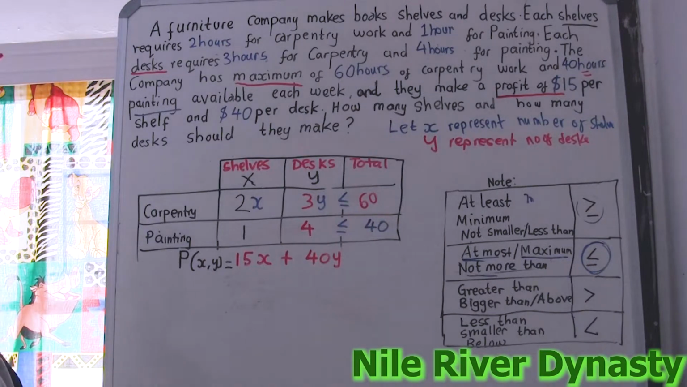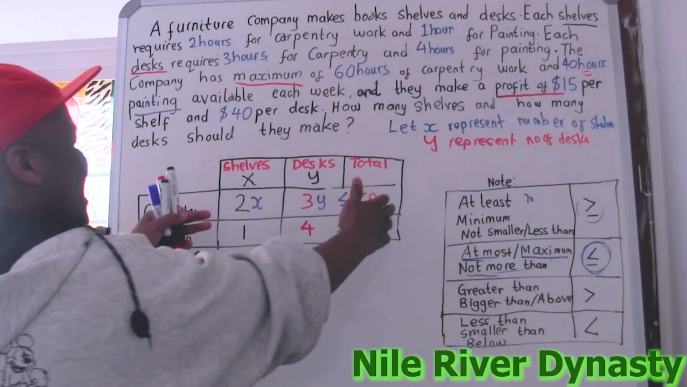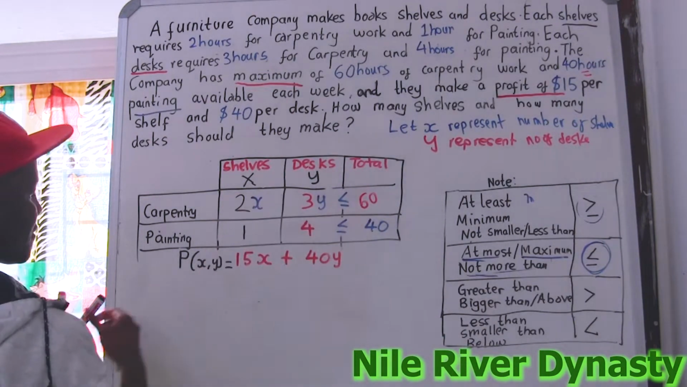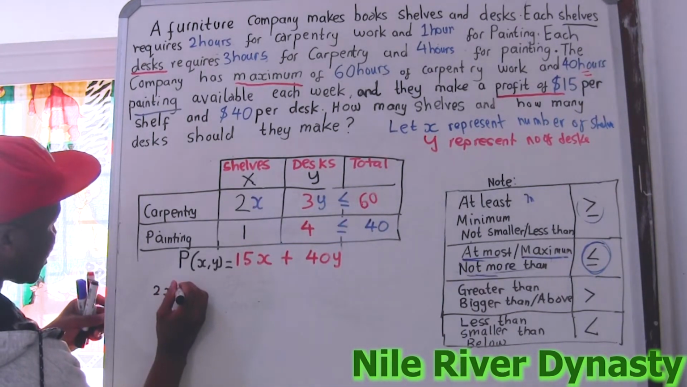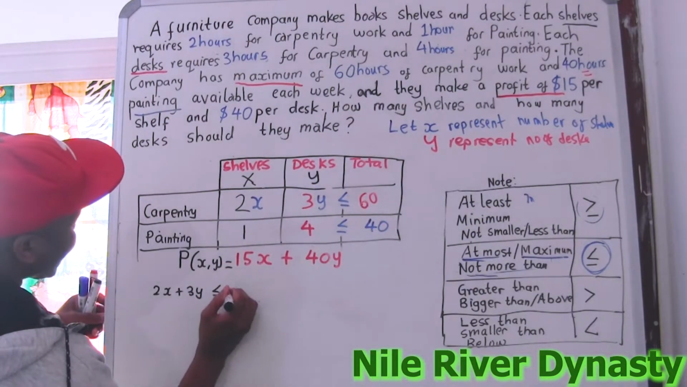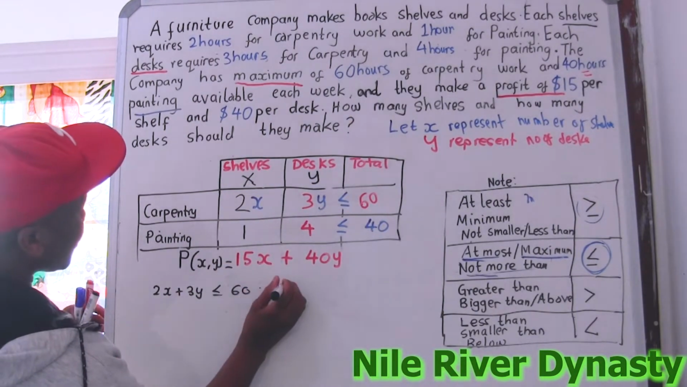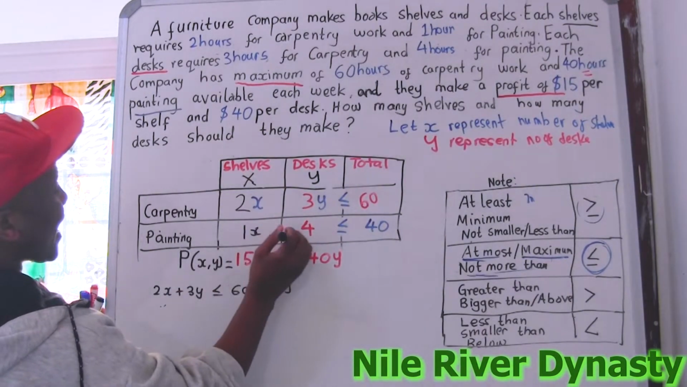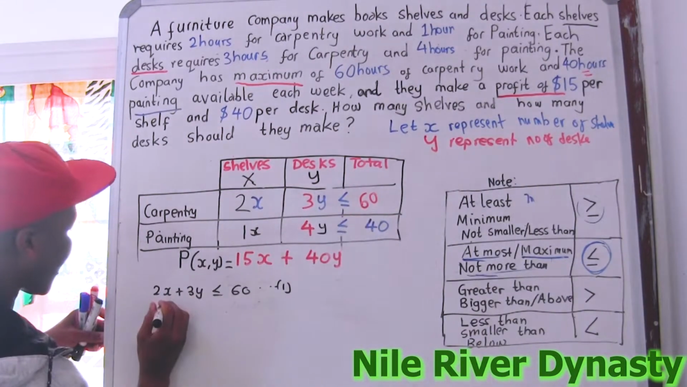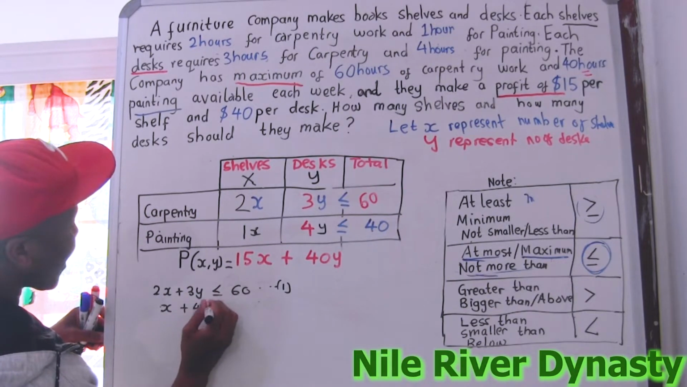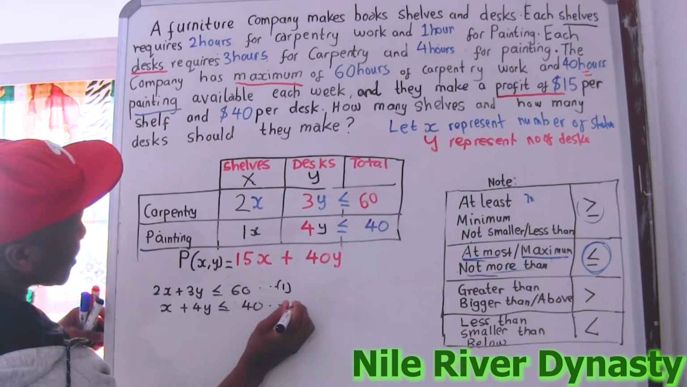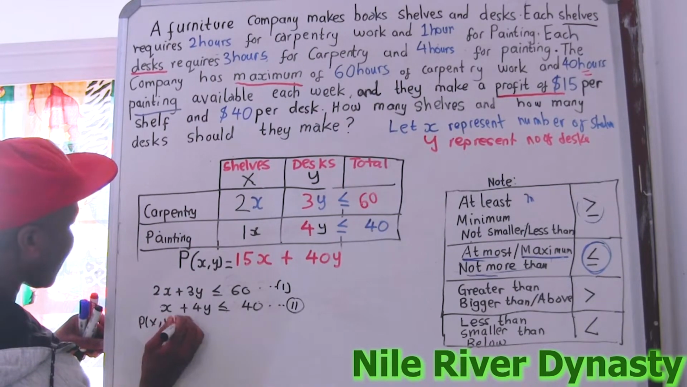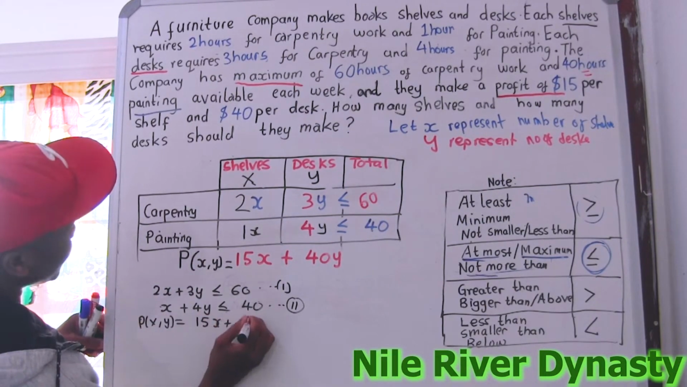So now what I'm going to do is find the x-intercept and y-intercept from this information. Let's get the x-intercept. For the first one, this is going to be 2x plus 3y less than or equal to 60. Now let's find the x-intercept. The second one is 1x plus 4y less than or equal to 40, so it's x plus 4y less than or equal to 40. This is the second equation. And then our profit function equals 15x plus 40y.